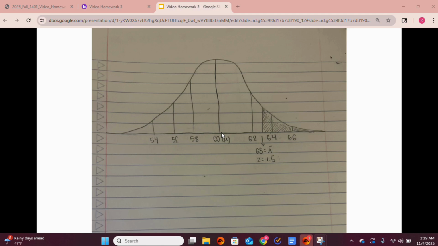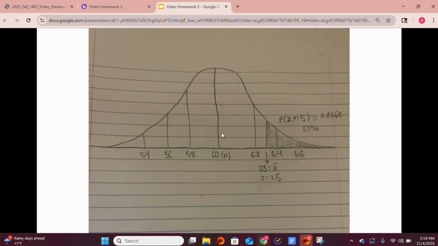is greater than 63. Using the standard normal, P(z > 1.5) is approximately 0.0668, meaning there is a 6.7% chance the sample mean exceeds 63. Writing that, as well as the shaded area, shows us that small probability.